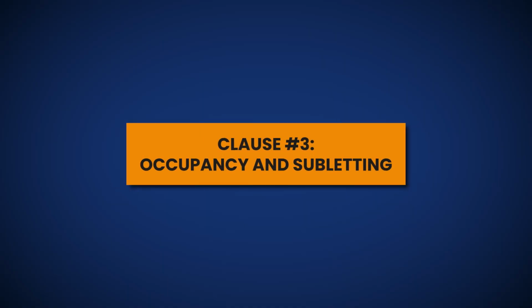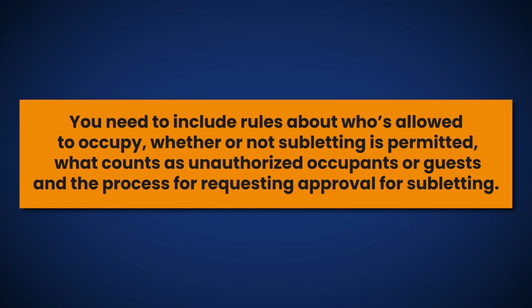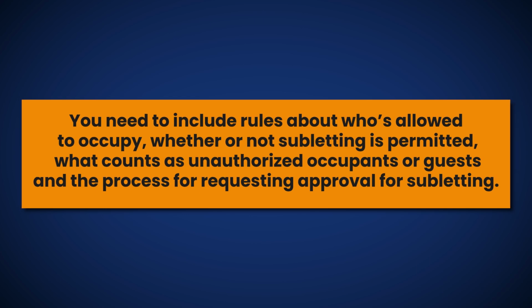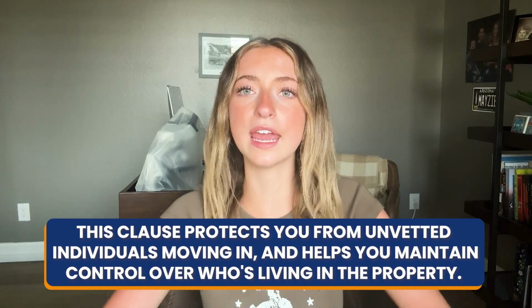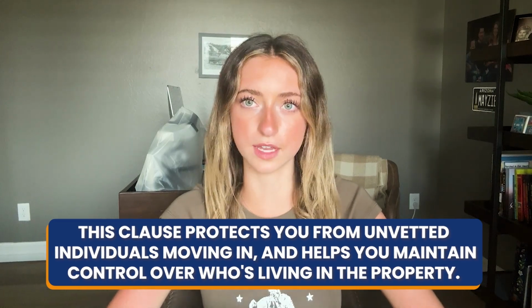Clause number 3 relates to rules about occupancy and subletting. You want to make sure the people living in your property are the same people that applied in the first place. You need to include rules about who's allowed to occupy, whether or not subletting is permitted, what counts as unauthorized occupants or guests, and the process for requesting approval for subletting. This clause protects you from unvetted individuals moving in and helps you maintain control over who's living in your property.